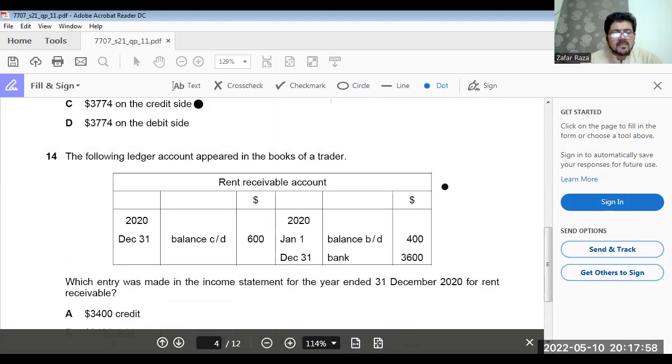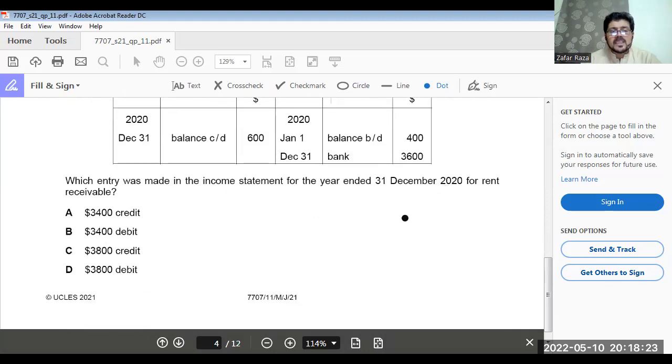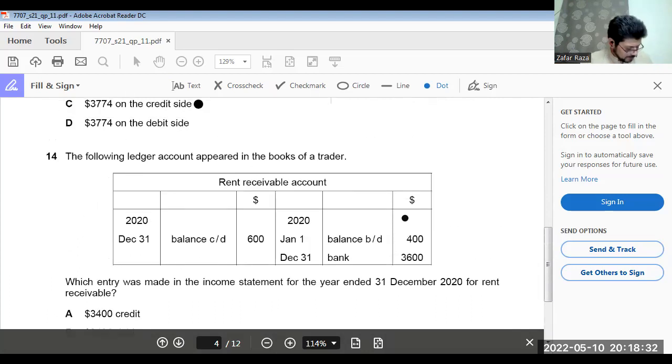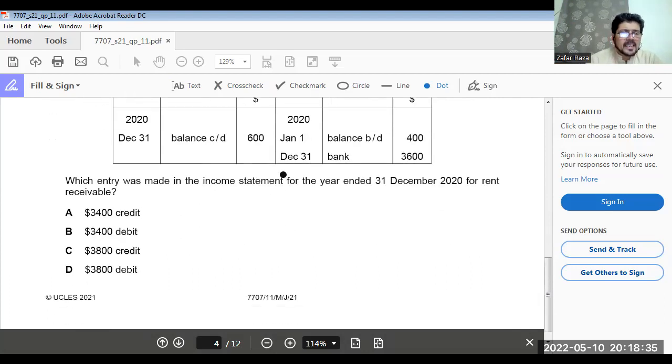Rent receivable account. Okay. Opening balance 400. Received 3,600. Balance c/d 600. So, which entry was made in the income statement for the year for rent receivable account? This is an income account, so the answer must be a credit item, okay, not the debit item. This could be the answer or this could be the answer. Okay, are you getting my point here?